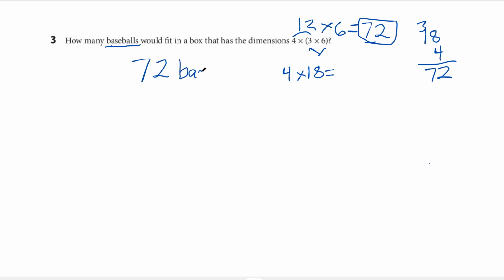And you need to write out baseballs, because they're actually objects, and it's already a given that baseballs have length, width, and height. So it's a 3-dimensional object. There we go. So number 1 is 72 baseballs.